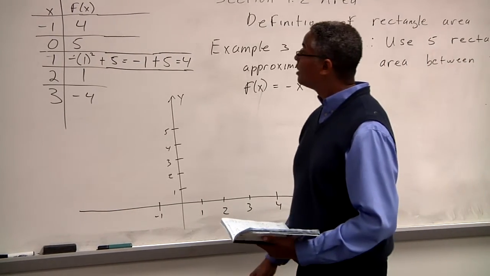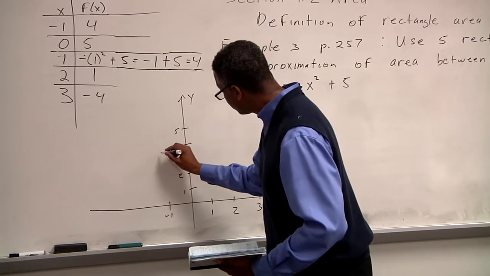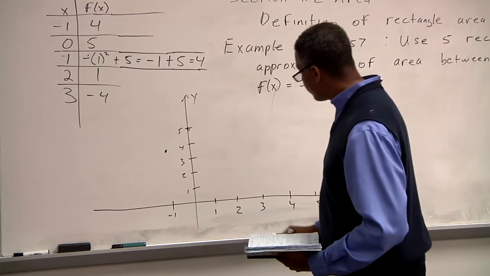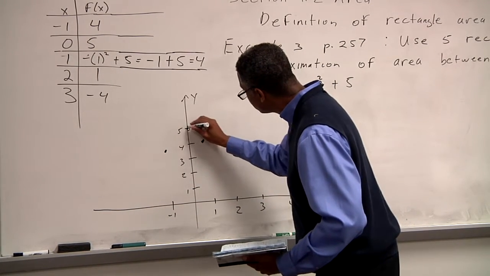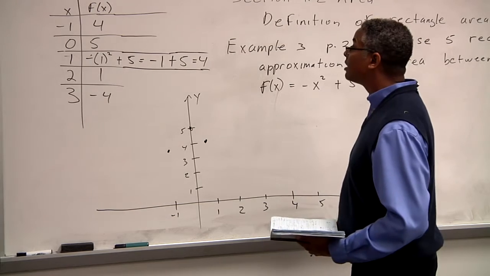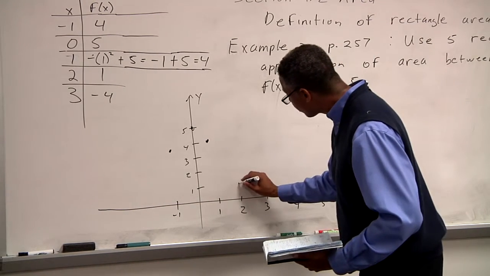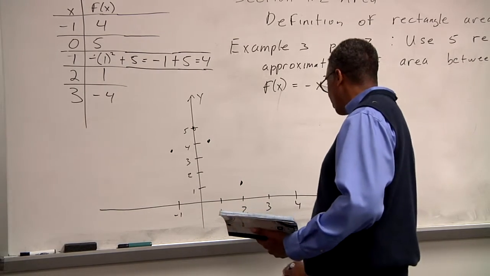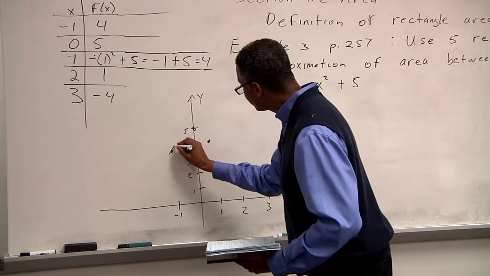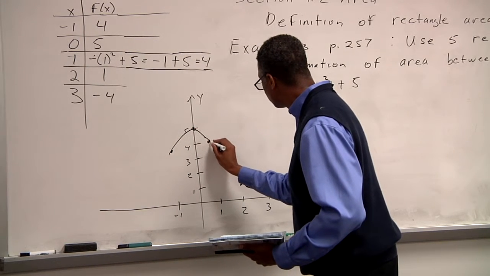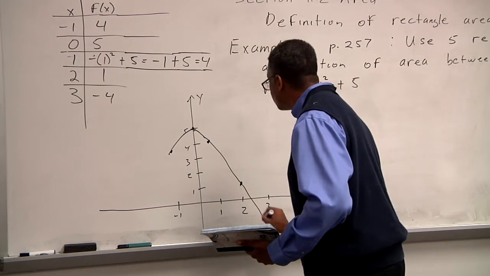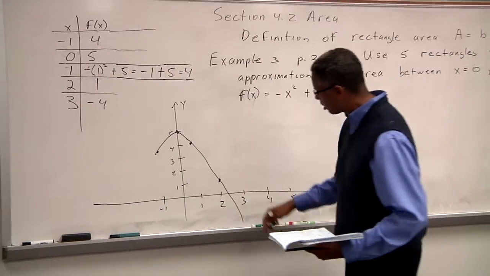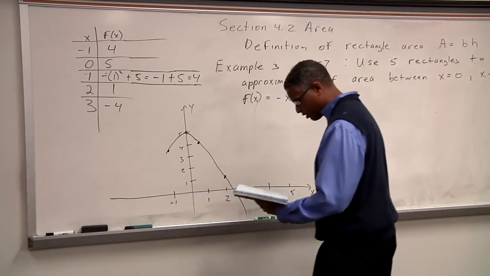The first point is -1 and 4, so -1 and 4 is right here. 0 and 5 is right here. 1 and 4 is right here. Let's see, the next one is 2 and 1, that's right here. And 3 and -4, well, that's going to be down here somewhere, but we won't worry about that for now. So let's go ahead and connect the dots. So it's essentially an upside down parabola. That's the shape we're dealing with. This should be a little bit more curvy, but we'll just kind of bear with that.